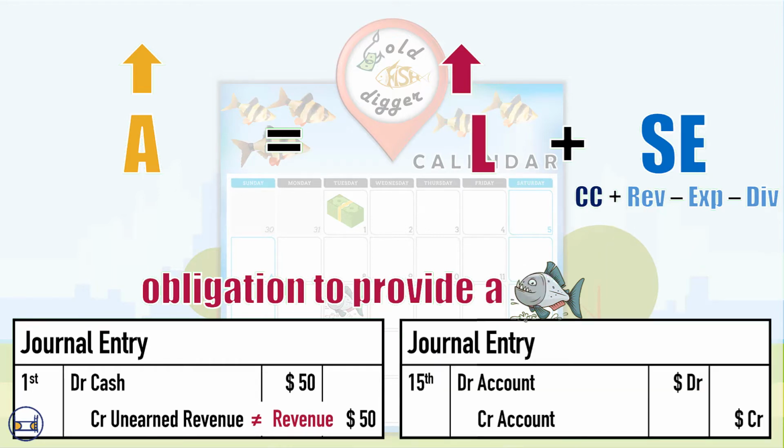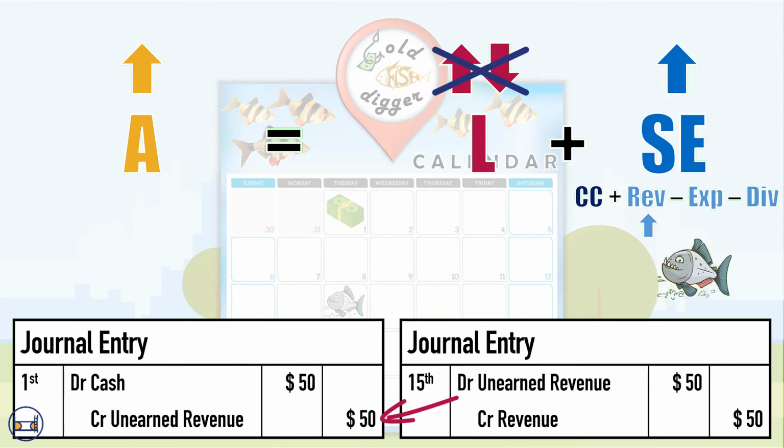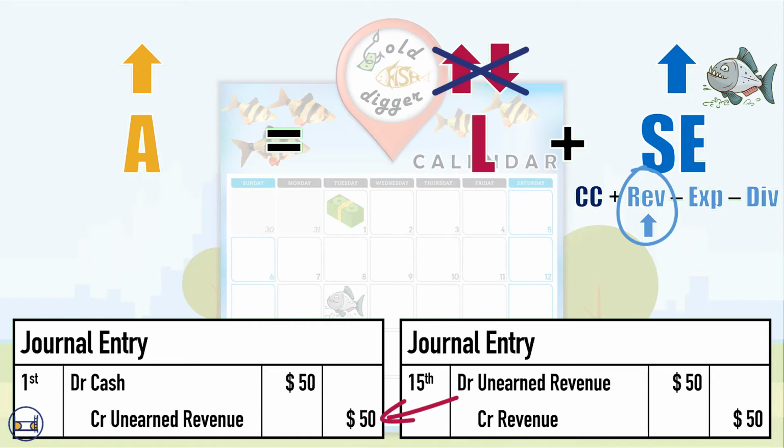Then on the 15th, when I give my customer her piranha, I can finally record my revenue of $50. I'll credit revenue for $50 and debit unearned revenue for $50. This wipes out the unearned revenue and moves it to my revenues, because by performing our end of the sale, we have now earned this $50.